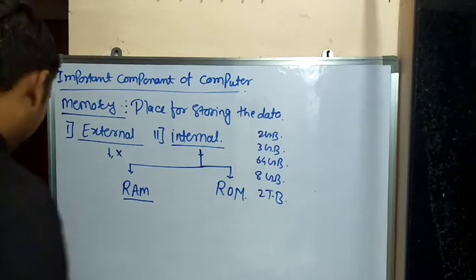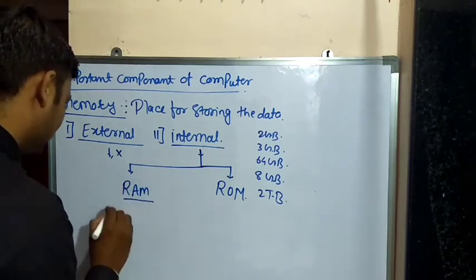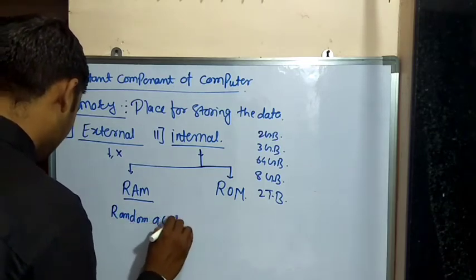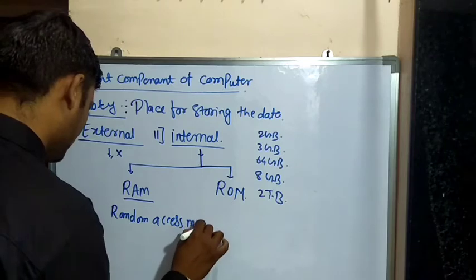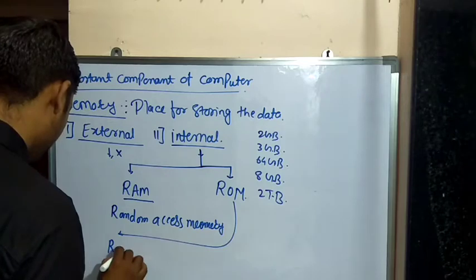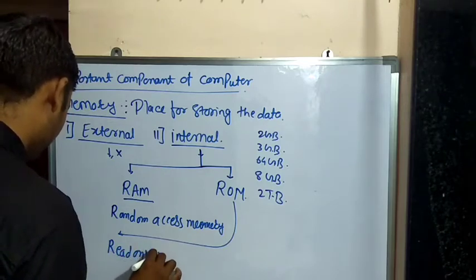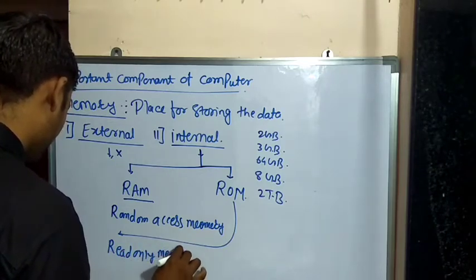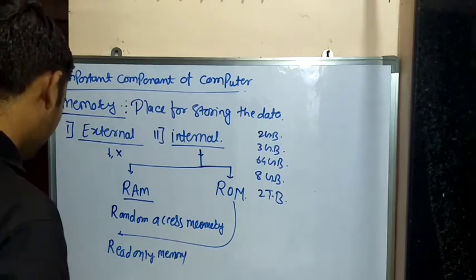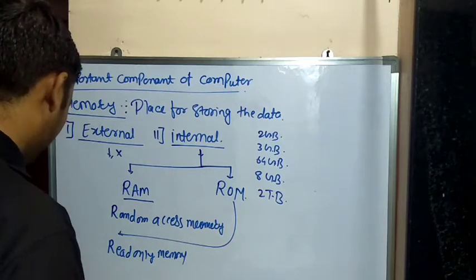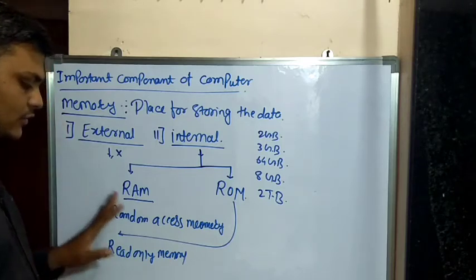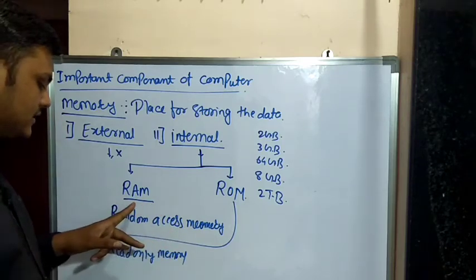RAM, what is meant by RAM beta? RAM is nothing but the random access memory. And what is meant by ROM beta? Read only memory. These are electronic components, and an electronic component that can function only as long as it is supplied with electricity is known as RAM. If electricity is supplied to this, then only it will work. This is known as RAM.